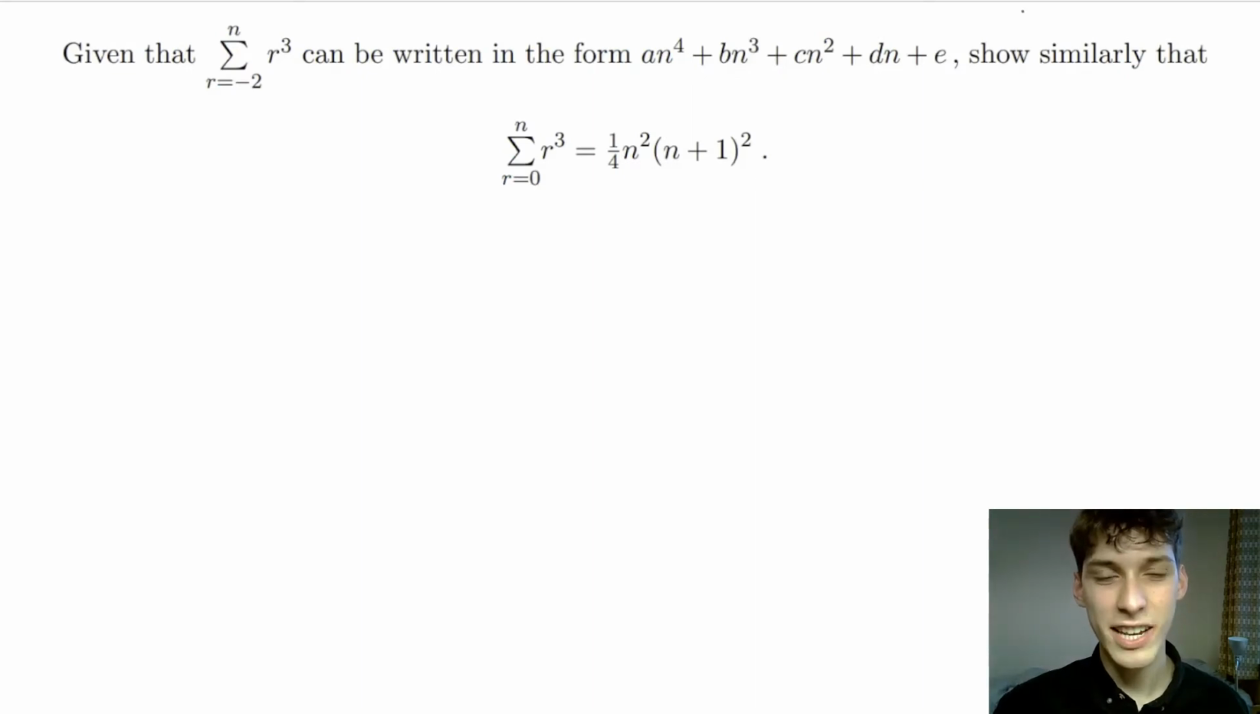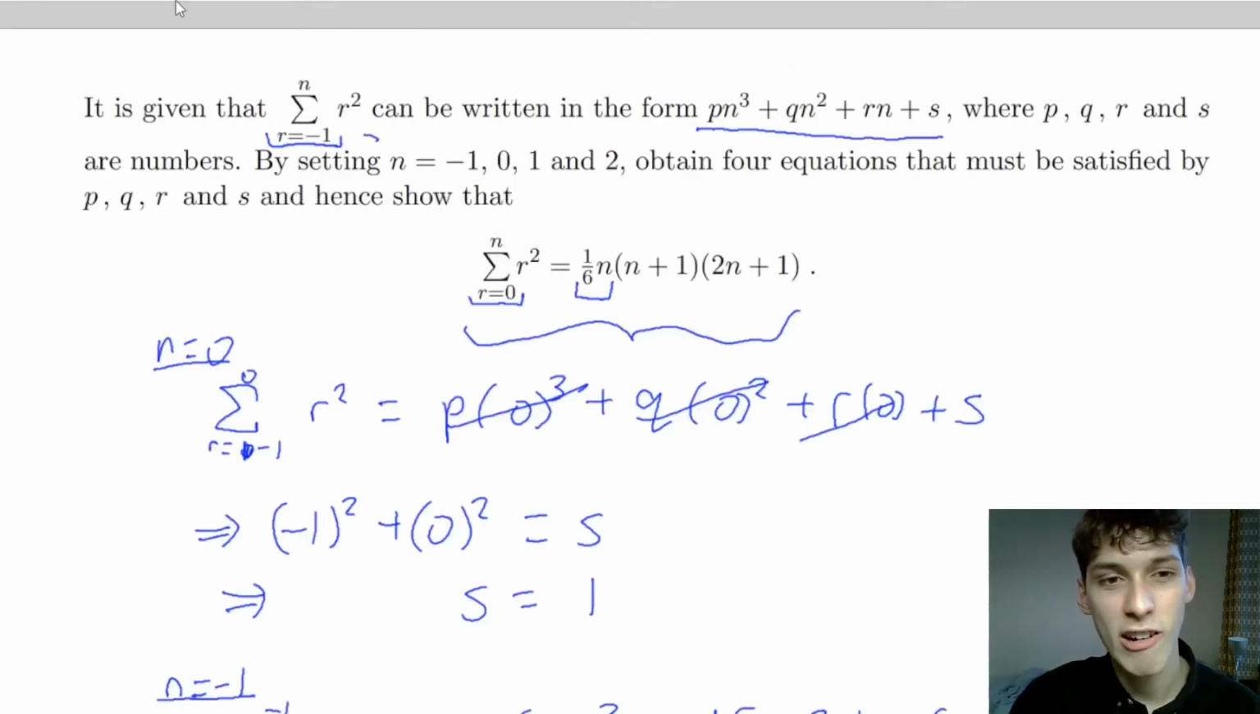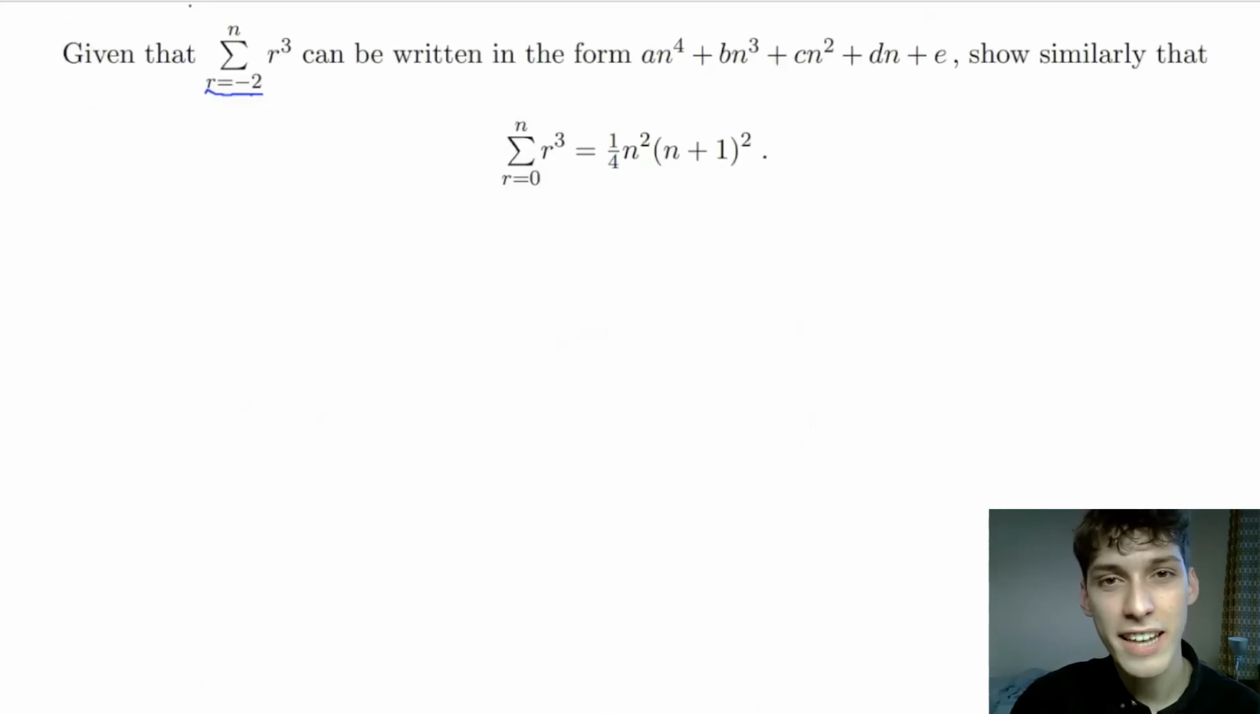Okay, so let's continue with the second part now. So we're now given a sum of cubics, and it can be written as a quartic, and we want to show this equation. And I think it's first worth noticing that we have an r is equal to minus 2 here, whereas in the first part we had an r is equal to minus 1. And small differences like that aren't coincidences, they're normally intentional and can give you hints towards how you're meant to solve it.